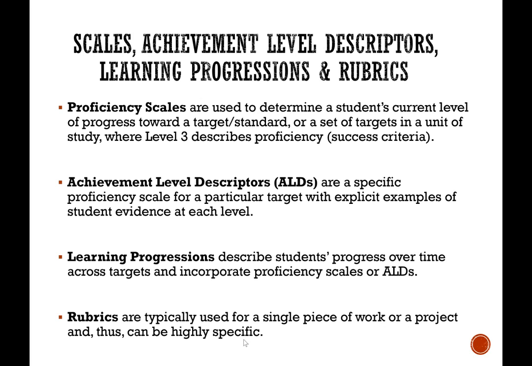This slide is just a way to summarize what we've talked about in modules 2 and 3 to make sure we understand proficiency scales, the role of achievement level descriptors, learning progressions, and rubrics. So, proficiency scales are used to determine a student's current level of progress toward a target or standard or a set of targets in a unit of study, where level 3 describes proficiency or the success criteria. Achievement level descriptors are a type of proficiency scale, but they are very specific to a particular target and provide explicit examples of the student evidence at each one of the levels.